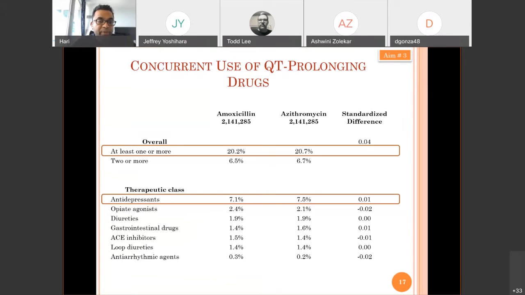to highlight. Majority of the patients had an antidepressant, which falls into the classic category of QT prolonging medication. And again, this is not that the patients were more likely to take antidepressants, it's just that the list of medications for QT prolonging drugs includes a lot of antidepressants. So about 7% in each cohort is what we measured here. The other drugs of interest would be antiarrhythmics, very, very low, about 0.3% and 0.2% is what we saw between amoxicillin and azithromycin.